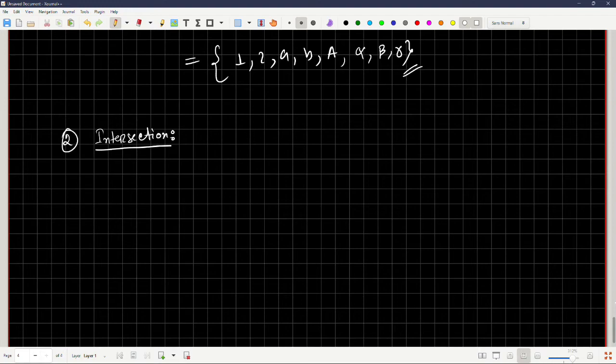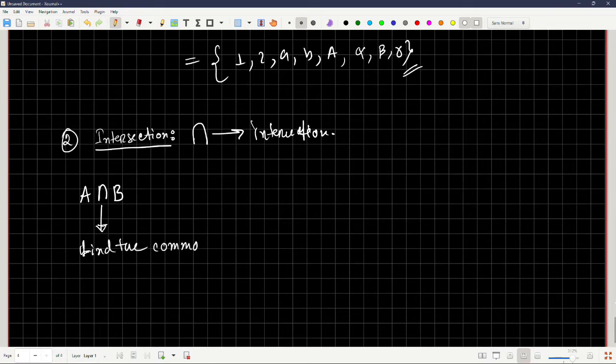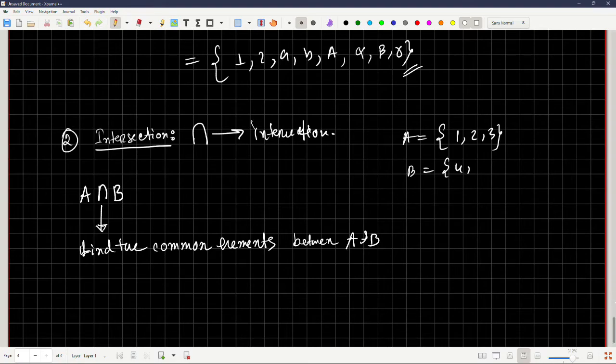Then I want to talk about intersections, or set intersections. So they are denoted with this symbol, intersection. And if you have two sets, A intersection B, this symbol tells you to find the common elements between A and B. Let's take an example: A equals 1, 2, 3, B equals 4, 2, 6, C equals alpha and beta.